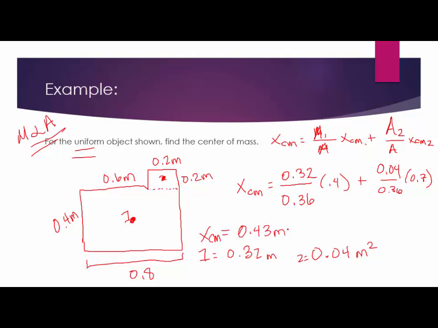Now you guys can try to do it in the y direction following the same methodology, but you're going to use the y center of mass here. So for this big piece, it would be 0.2. And you should get that the y center of mass is 0.23 meters.